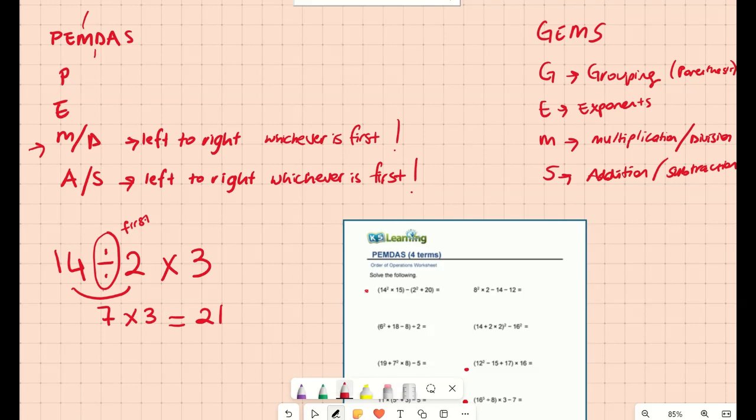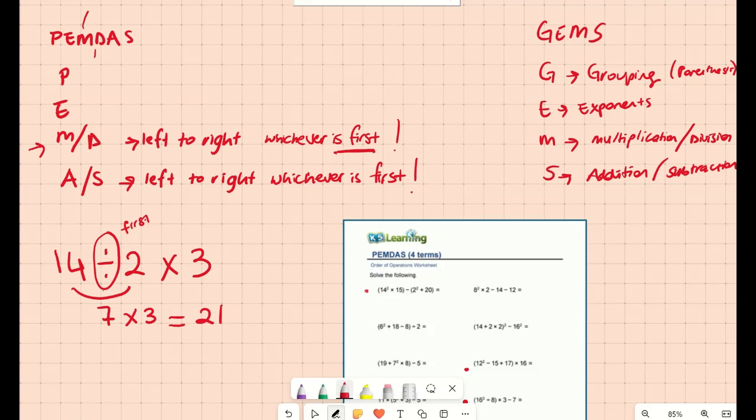What happens if I do this first? If I do it first, it will be 2 times 3 is 6, and 14 divided by 6 will give me a decimal number, which is wrong, okay? So the order of operations is important. When there is a multiplication and division in the same operation, you have to look at which one is first, okay? Whichever comes left to right first.